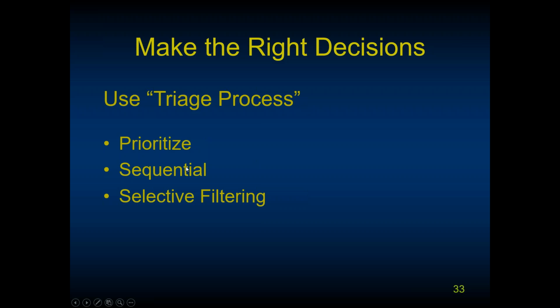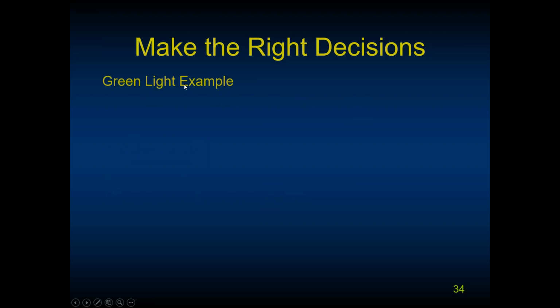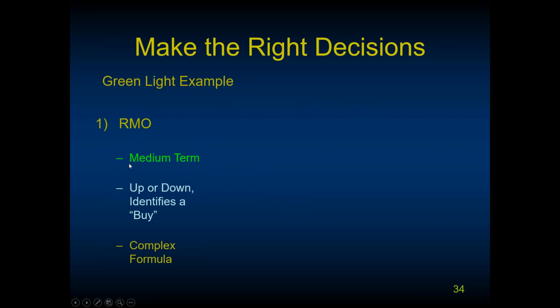Prioritizing the decisions, doing them in a sequential order and using selective filtering. And this next slide is basically the meat of the whole process, of why the green light example with the triangulation works. We start with RMO. RMO is what I call a medium-term indicator. It's binary, it's up and down. You get the buy signal, you get the sell signal, but that's it. It's pretty much cut and dried, and it's a pretty complex formula.